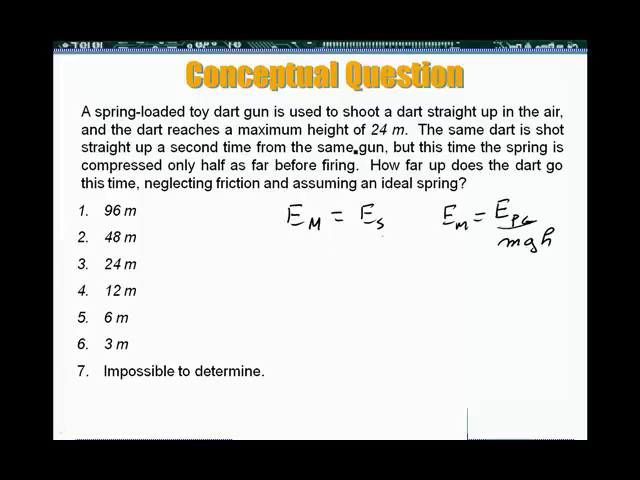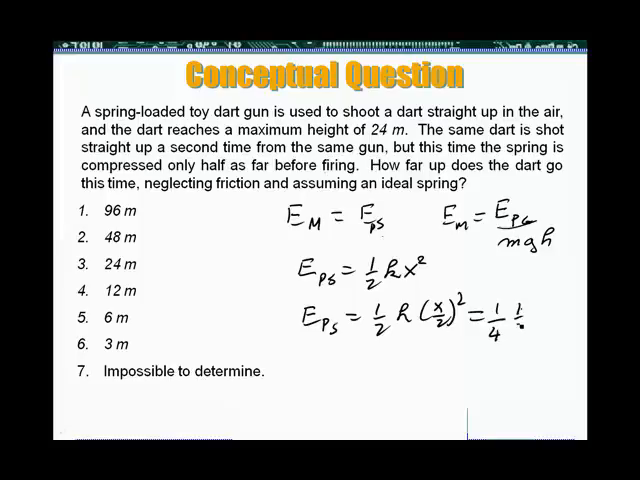Now, we compress the spring half as much. If we compress it half as much, remember the spring potential energy is 1/2 of kx squared. If we compress it half as much, that's going to be 1/2 of k times x over 2, squared. So I'm going to have this 2 here in the denominator squared. So that's 1/4 of 1/2 of kx squared. So I'm going to have 1/4 of the spring potential energy, meaning I'm going to have 1/4 of the mechanical energy.